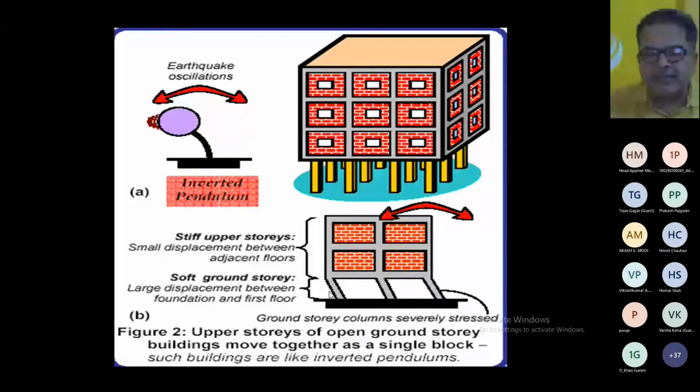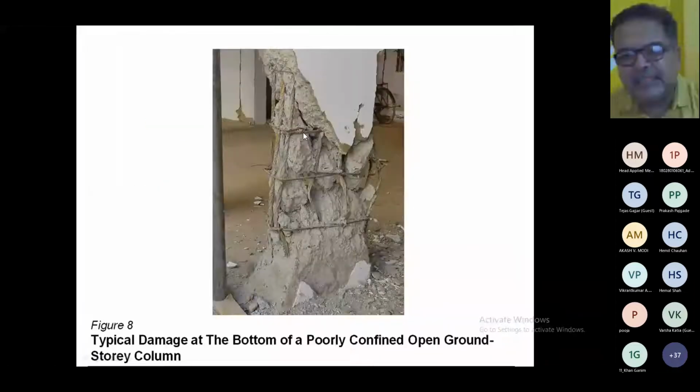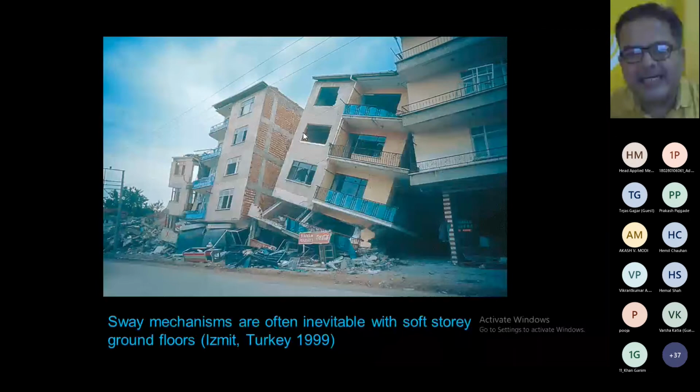Remember, this is the total mass resting on this ground story columns, right? So it behaves as an inverted pendulum, and what happens? You can see what happens during the earthquake. We can see this. These are the classical failures, right? This is from Turkey.